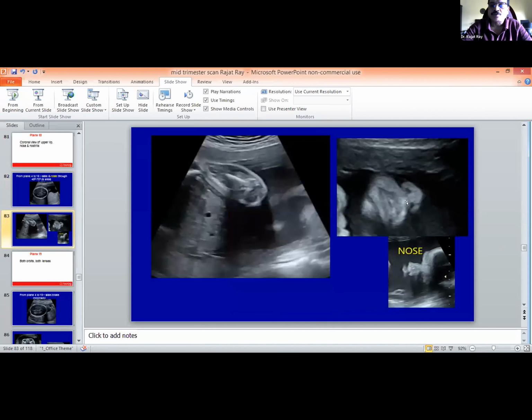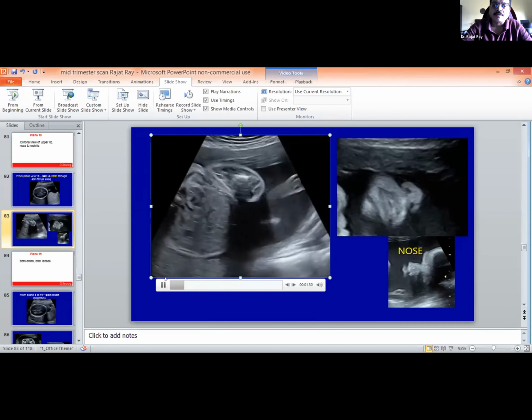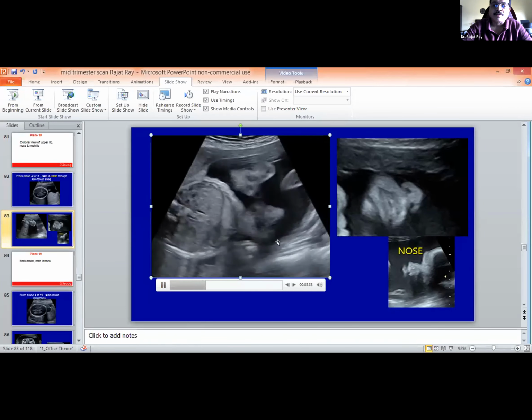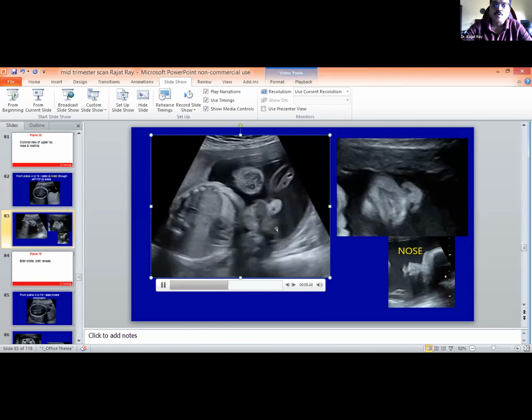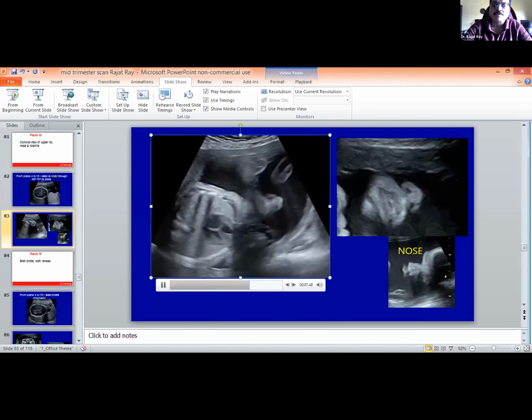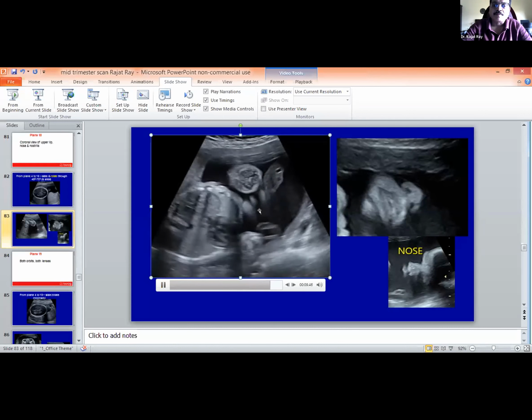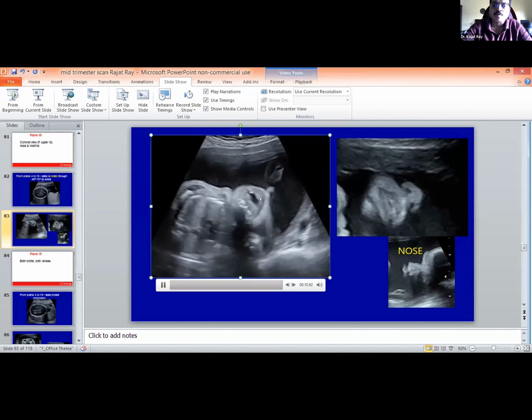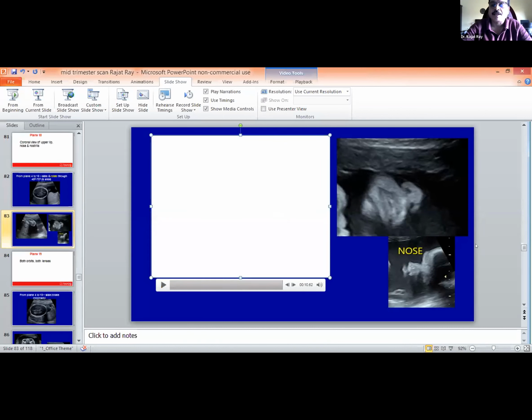So you see the nostrils. You see the upper lip, whether it is complete or not, if there is a cleft lip, lower lip, and chin. You can see the nose in the coronal section. When we are seeing the opening and closing of the mouth, it is much more convincing to rule out a cleft lip.